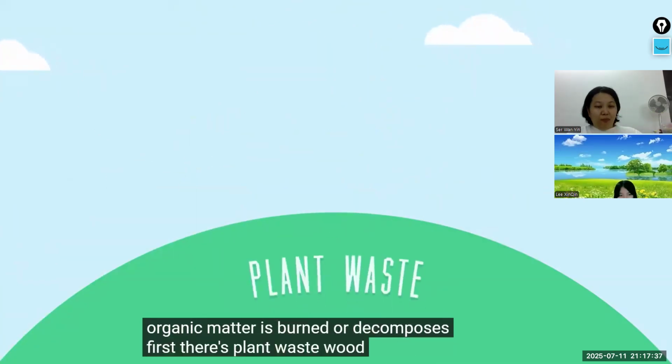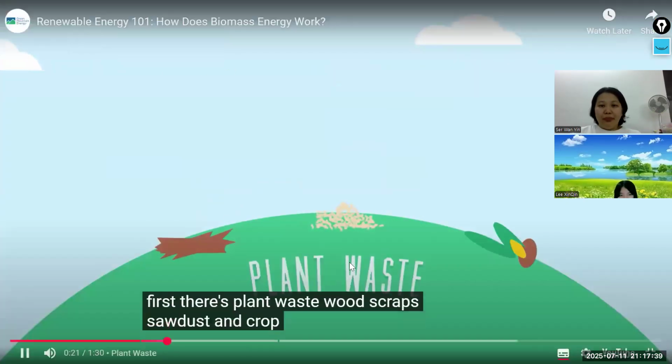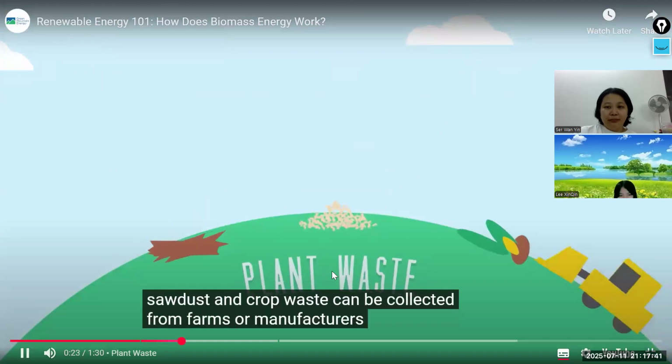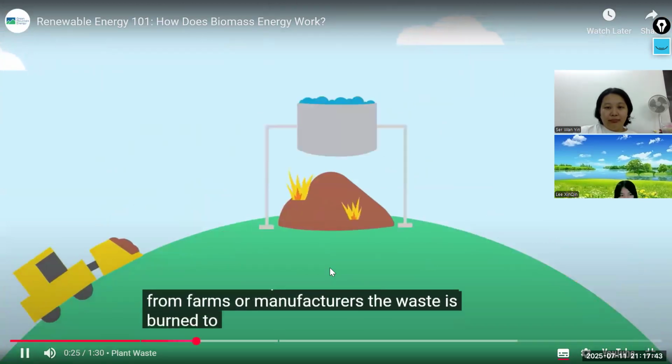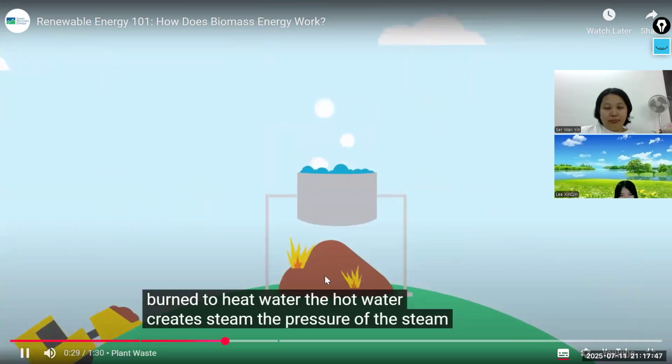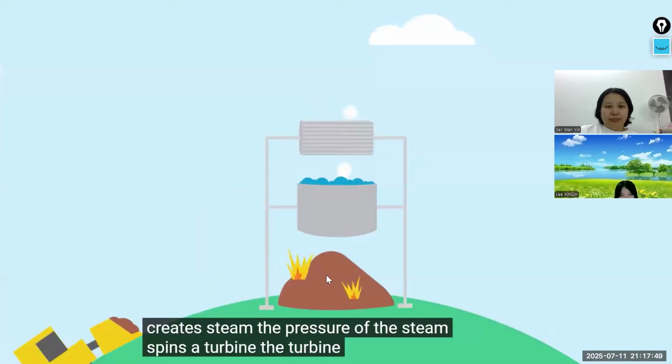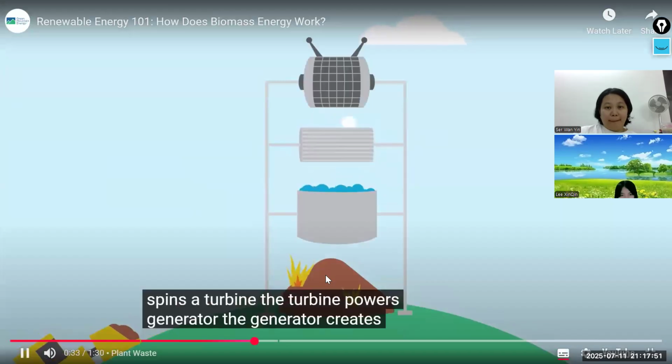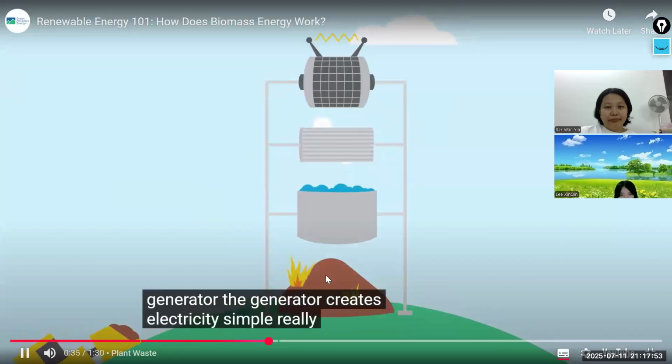First, there's plant waste. Wood scraps, sawdust, and crop waste can be collected from farms or manufacturers. The waste is burned to heat water. The hot water creates steam. The pressure of the steam spins a turbine. The turbine powers a generator. The generator creates electricity. Simple, really.